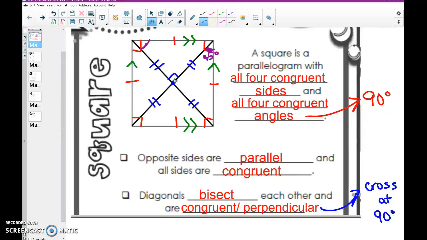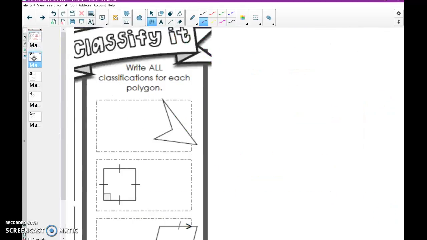Make sure if you need to rewind or go back, you do. And then we're going to move off to the side, the upper left-hand corner, to the section that says classify it. We are going to be classifying these.